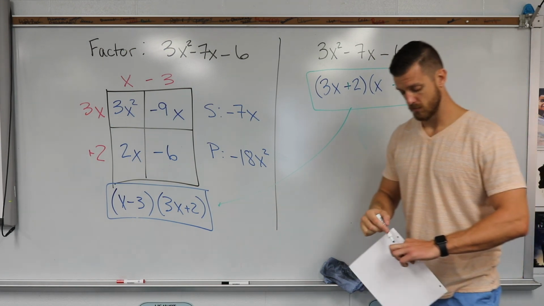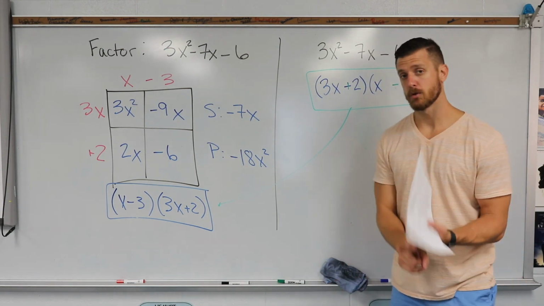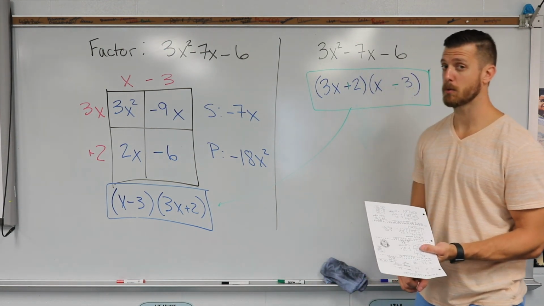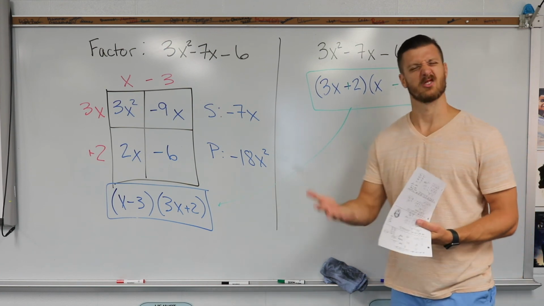So, that is my little spiel about multiplying using the distributive property in the box, and then factoring using the box and, I guess, a check method.